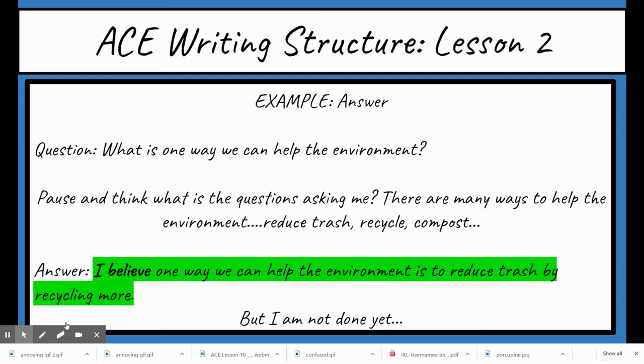And so I'm going to pick a sentence starter, and I think I'm going to pick the sentence starter, I believe, to add some variety to my answer. So I write, I believe that one way we can help the environment is to reduce trash by recycling more. Now remember, you're not done yet. This is no longer an acceptable answer. You need to cite evidence and elaborate to fully ace a response.